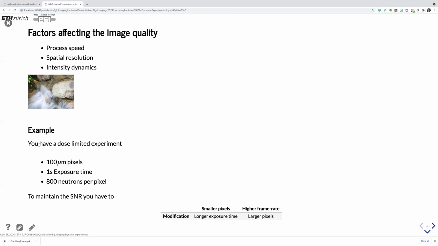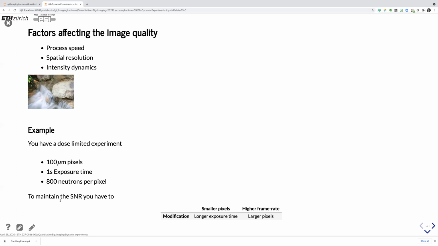Let's look at an example. So we have a dose-limited experiment. And we start out with 100 micron pixels, 1 second exposure time. And as I'm working with neutrons, I'm saying we have 800 neutrons available per pixel as it is right now. And if you want to change something of these, you can't change the number of neutrons because that's given by the source, but if you want to increase the frame rate, then you have to make a shorter exposure time.